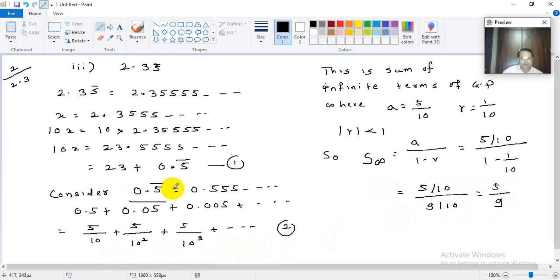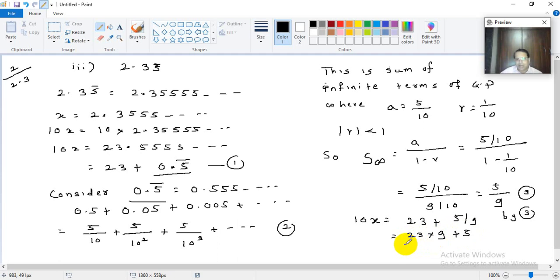So this 0.5 बार जे मी इथे लिहिलेलं आहे त्याची ही value आली आणि मग आपला 10x म्हणजे काय झालं बघा. So 10x is equal to, आपण याला 3 म्हणूया. 10x will be equal to what? 23 plus 5 upon 9 by 3. So what is this now? 23 into 9 plus 5 divided by 9, right? This is your 10x.